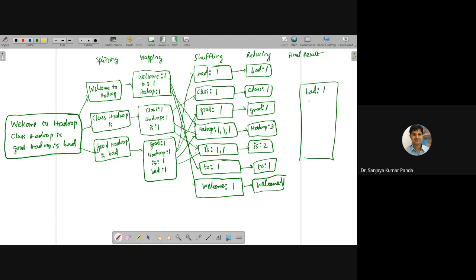Like bed is 1 time, class is repeated 1 time, good is also repeated 1 time, Hadoop is 3 times, each is 2 times, 2 is 1 time, welcome is 1 time. You may get different order also, there is no issue. Right? This is the final output you will get. Okay, given a particular file, you have to deal like this when you go for MapReduce. Right?